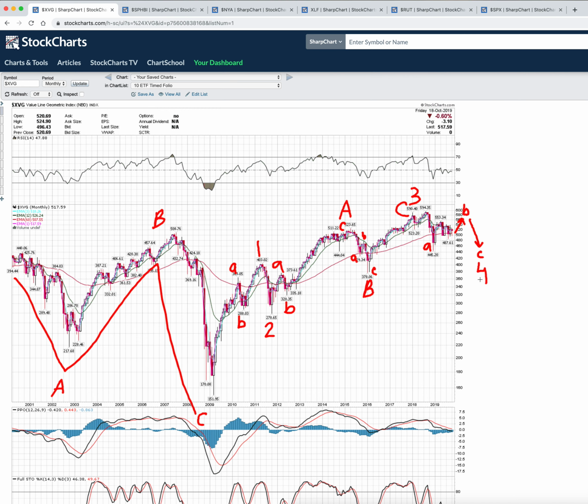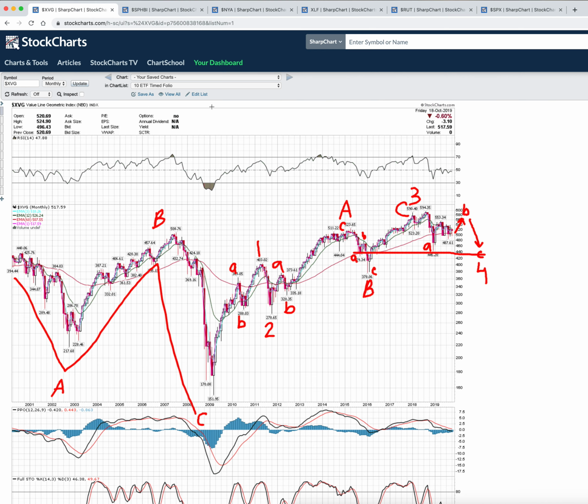Now typically these ABCs will end in the zone of the previous B wave of the lesser degree. So in other words, we expect this to come somewhere down in this 440 range for the XVG.